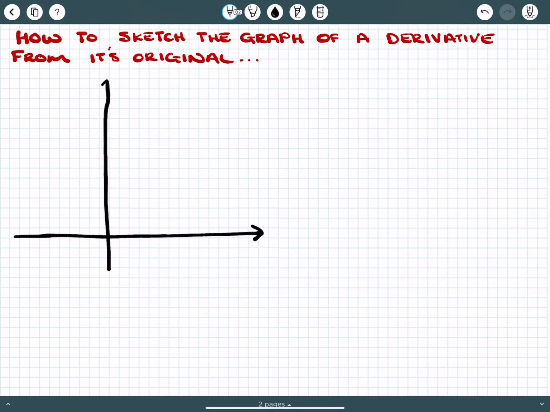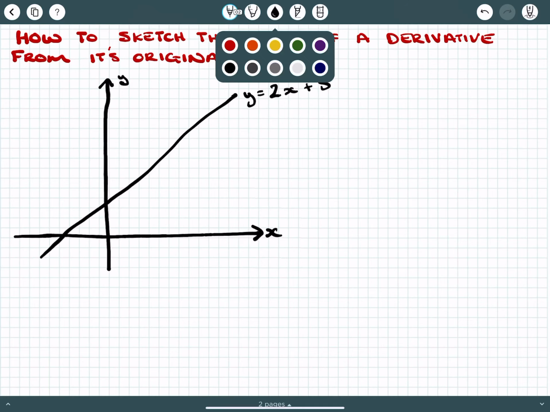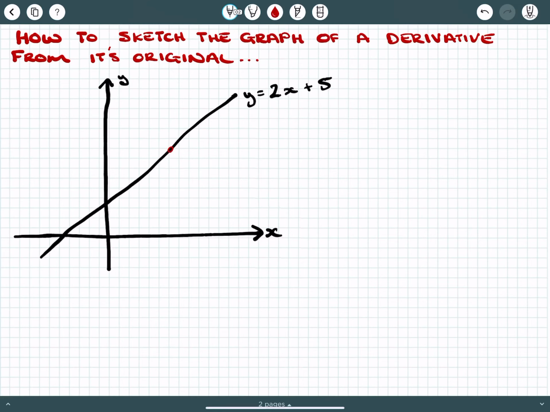So let's say that we have a graph. Here's our y and x coordinates. And let's say that we just have a quick linear graph like this. We may call this linear graph y equals 2x plus 5. This might be what it looks like. And what we want to be able to do is to ascertain what the derivative is going to be at any given point.